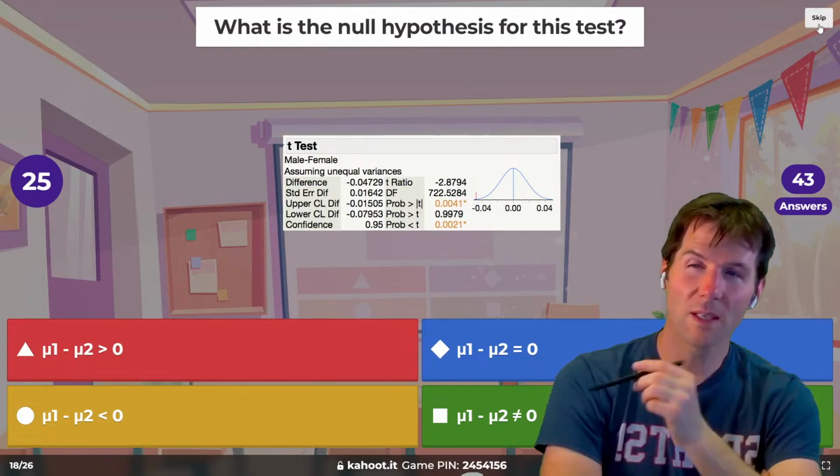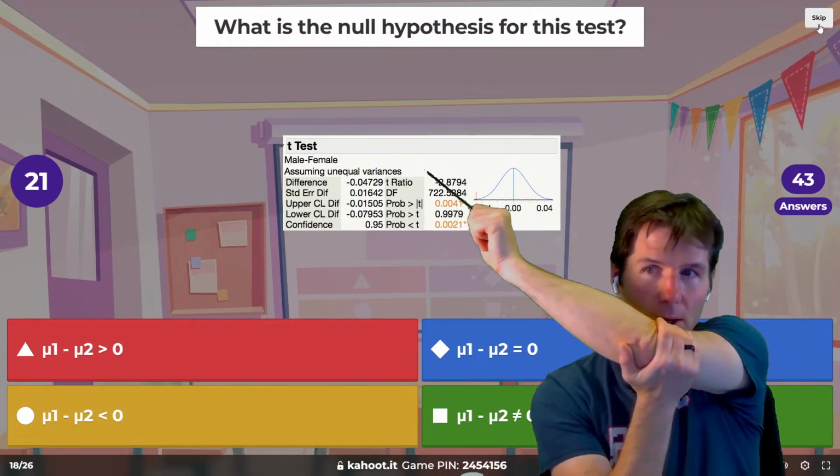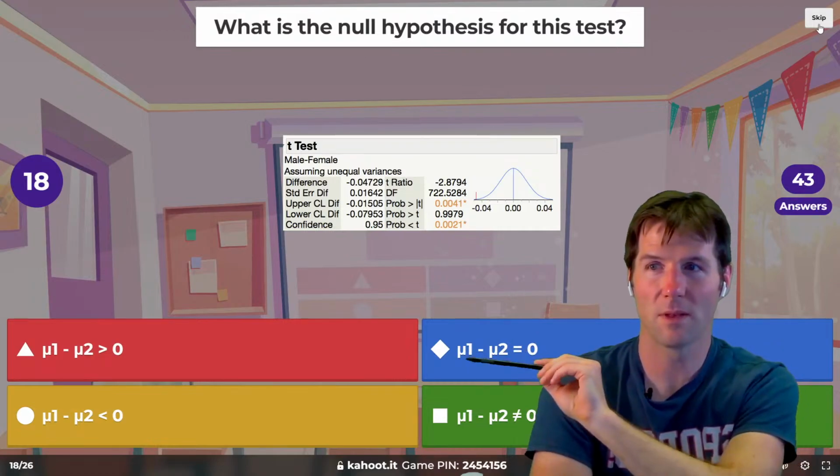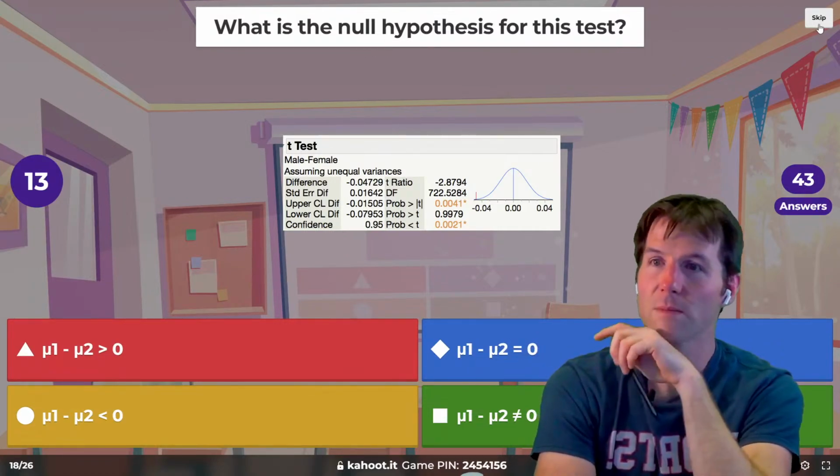So this is a what test. Does anyone know what kind of test this is? There's a hint up there, but this is also a what test because of this. What kind of test is this where we're looking at the difference between these things?